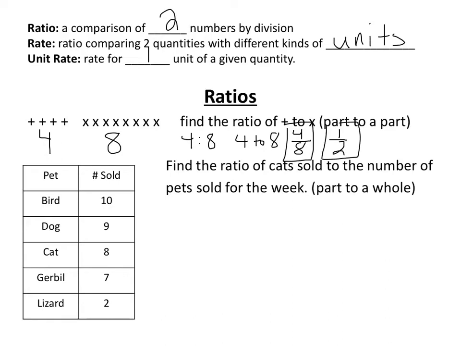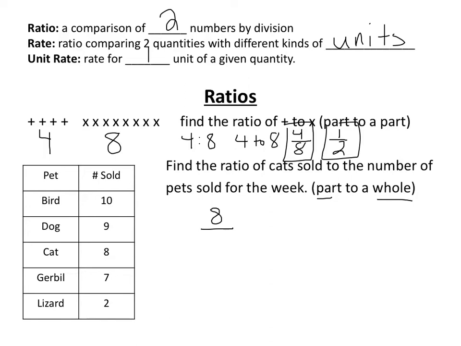Now we want to find the ratio of cats sold to the number of pets sold for the week. This is when we're comparing a part to a whole. So here our number of cats is 8, and we want to know the number of pets sold for the week. That doesn't mean everybody else, that means everything total. So we have 10, 9, 8, 7, and 2.